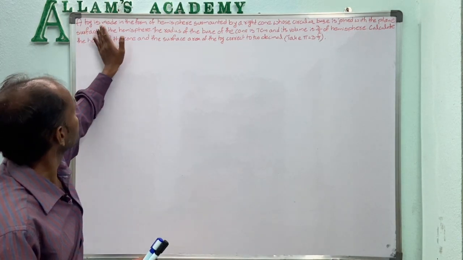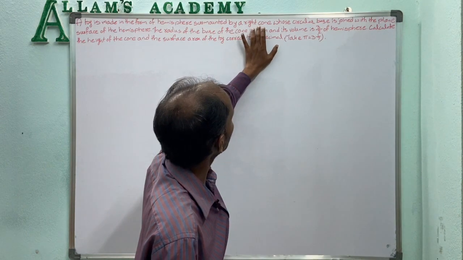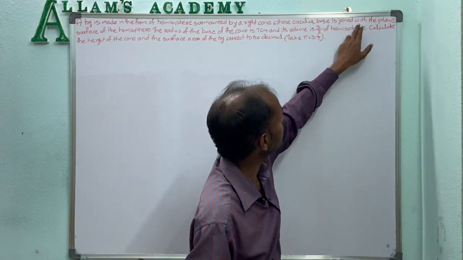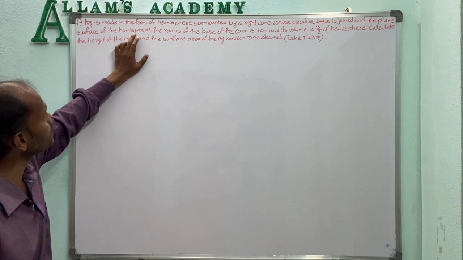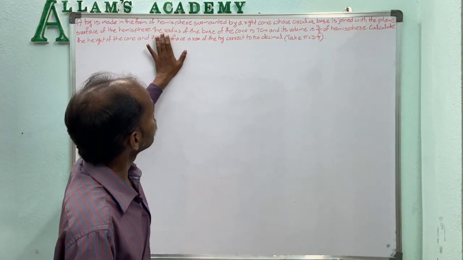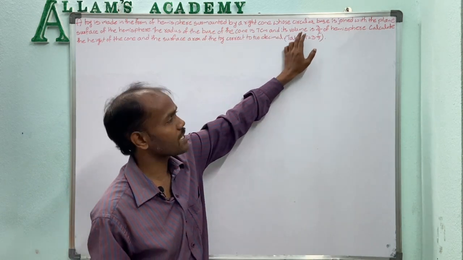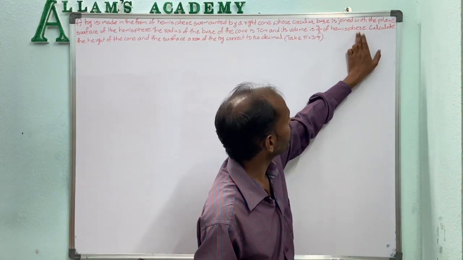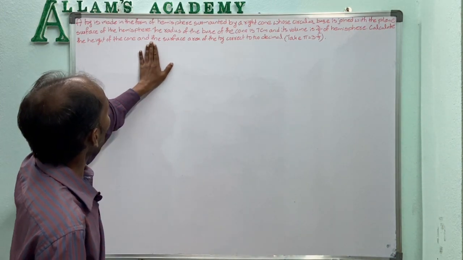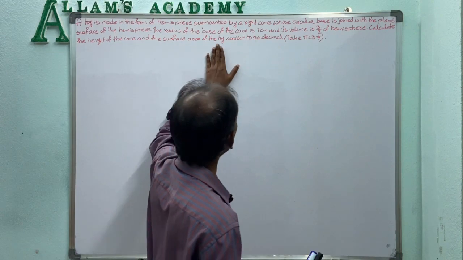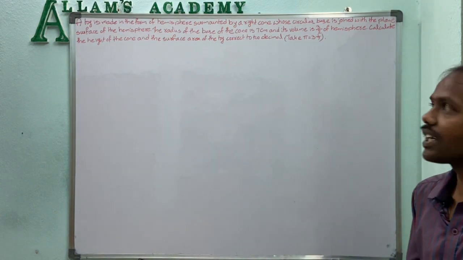A tie is made in the form of a hemisphere surmounted by a right cone whose circular base is joined with the plane surface area of the hemisphere. The radius of the base of the cone is 7 centimeters and its volume is 3 by 2 of the hemisphere. Calculate the height of the cone and the surface area of the tie, correct to 2 decimals. That is the question given here.